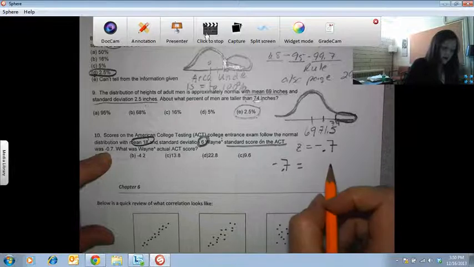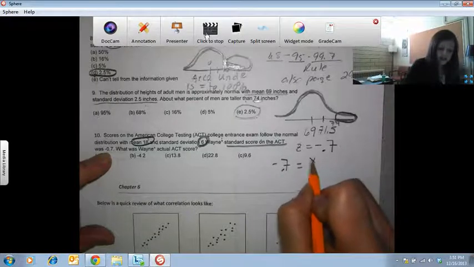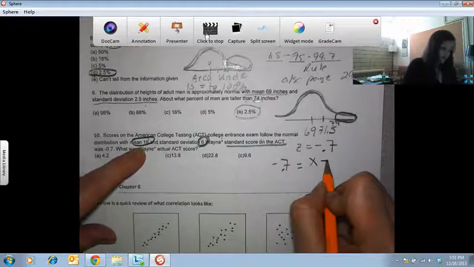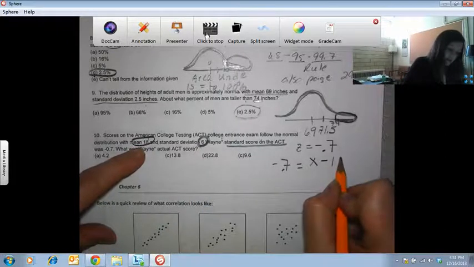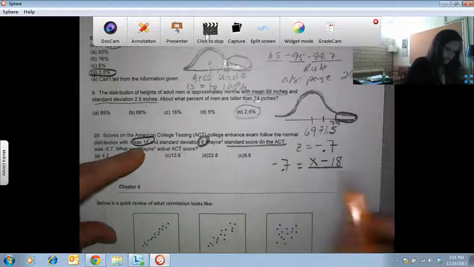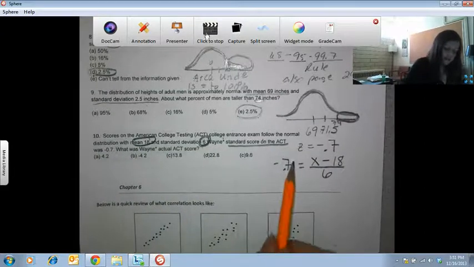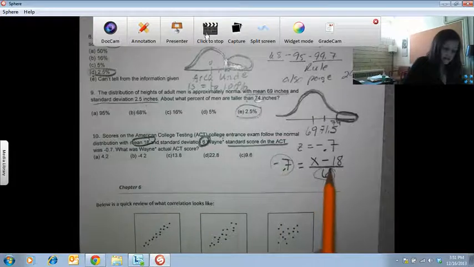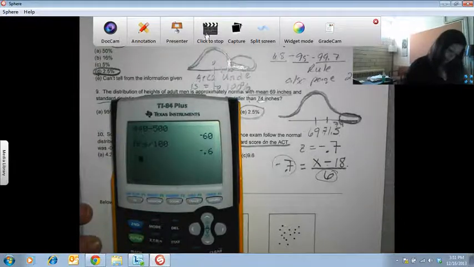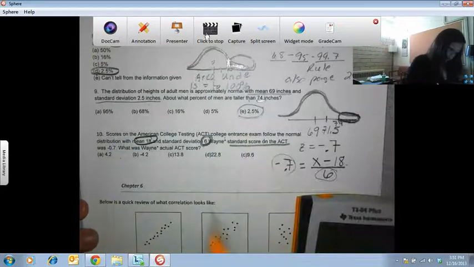Equals, we want to know what his actual score was. That's going to be x minus the mean, which is 18, and the standard deviation, which is 6. And we're going to solve this. So to solve this, we take negative 0.7 times 6 plus 18. I'm just going to type that into the calculator. Negative 0.7 times 6 plus 18, to get rid of that 18, get x by itself, 13.8. And that's the answer here.